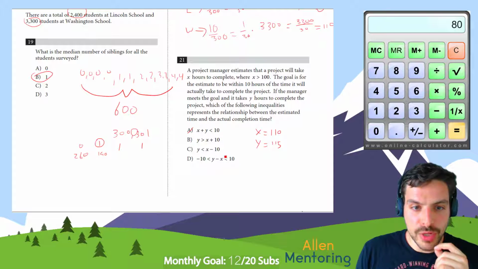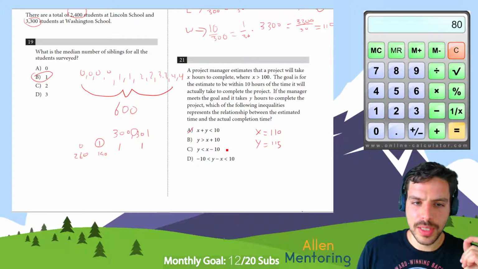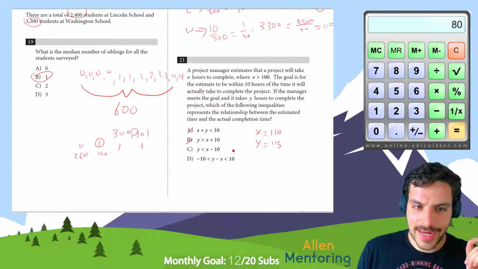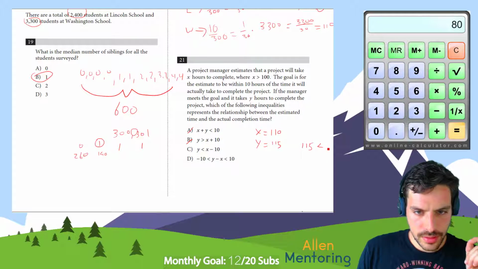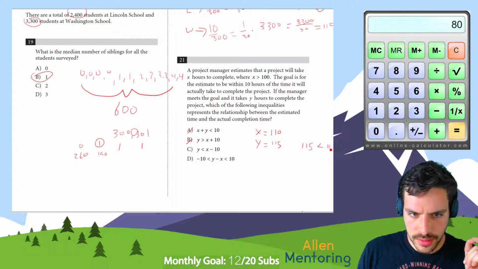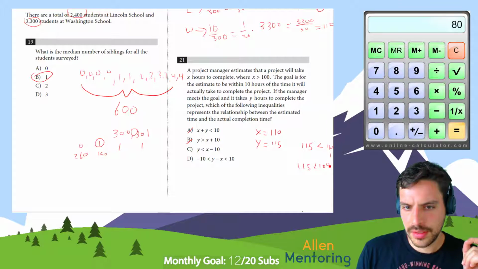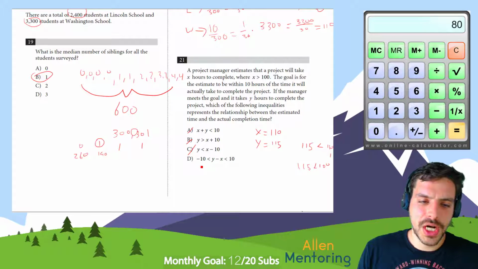Y is greater than X plus 10. So is 115 greater than 110 plus 10? No, it's not. So B is out. Y is less than X minus 10. So is 115 less than 110 minus 10? Is 115 less than 100? That is not true. Okay, so D is pretty much our only answer left.